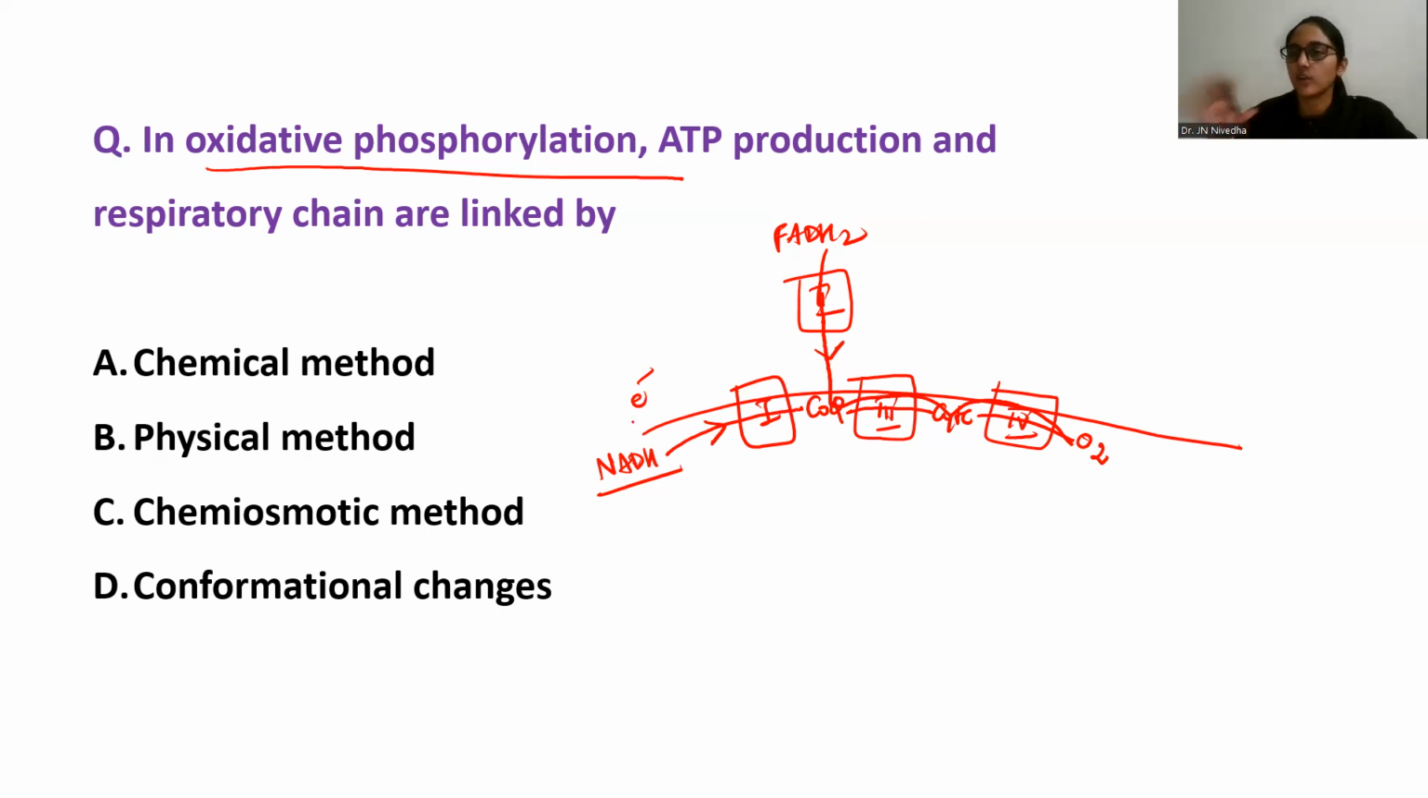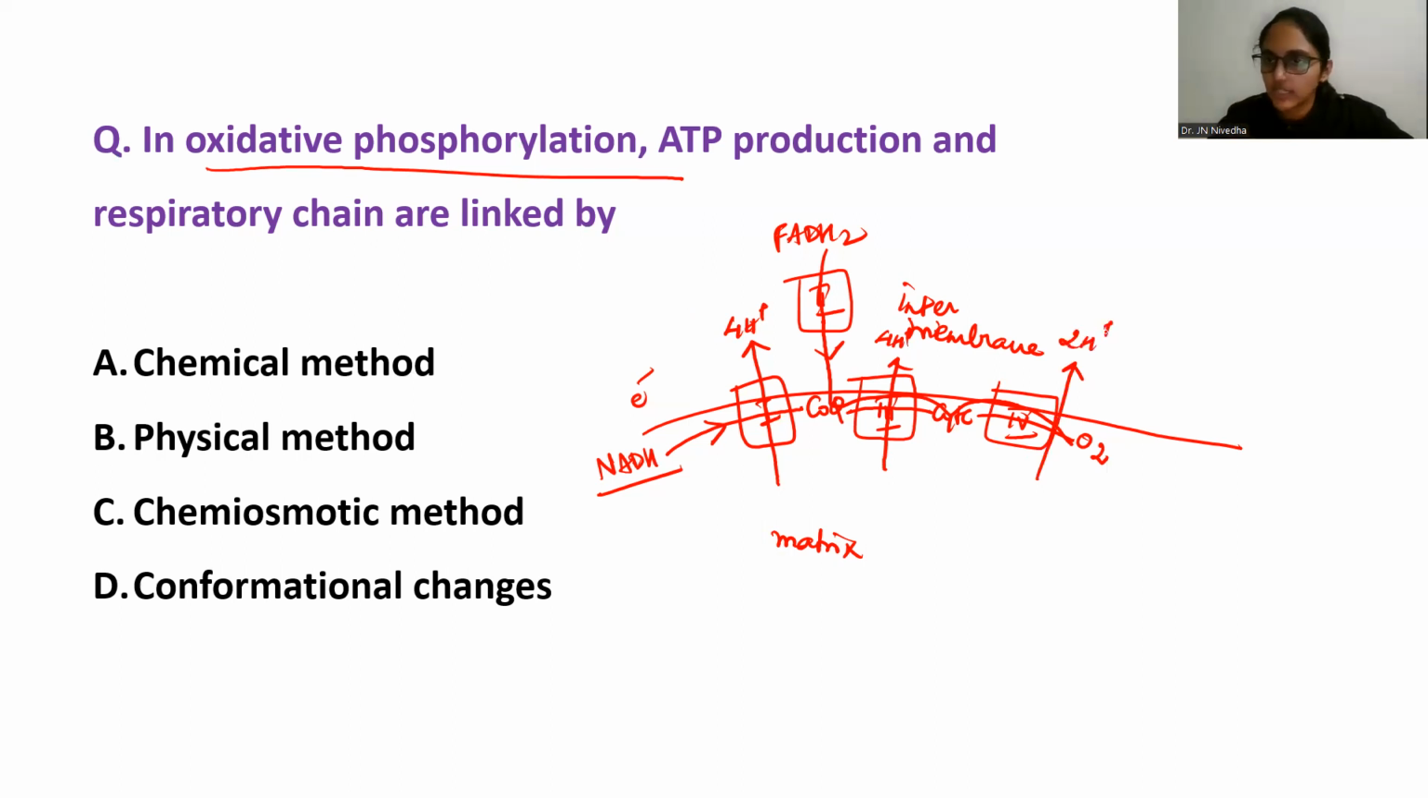Now, as the electrons move from one complex to the other, some amount of energy is liberated. This energy liberated is used in pumping hydrogen ions from the matrix to the mitochondrial intermembrane space. So 4 hydrogen ions get pumped out from the matrix to the intermembrane space through complex 1, 4 hydrogen ions through complex 3, and 2 hydrogen ions from complex 4 to oxygen when the electron flows. So the energy liberated when the electron flows from one complex to the other is used in pumping H plus ions from inside the matrix to the intermembrane space.